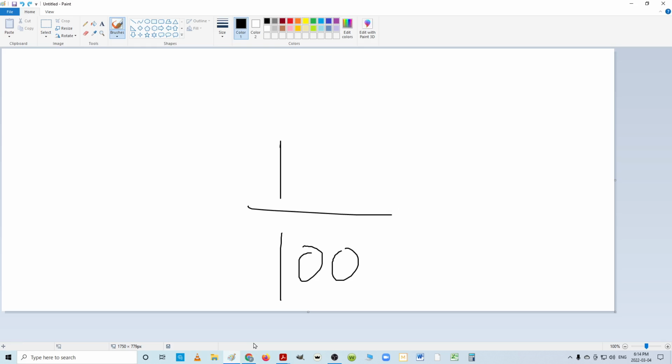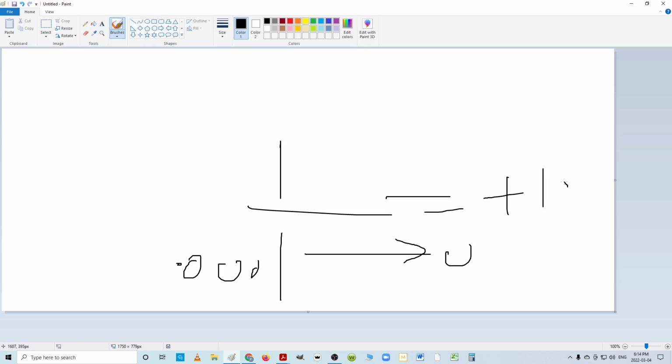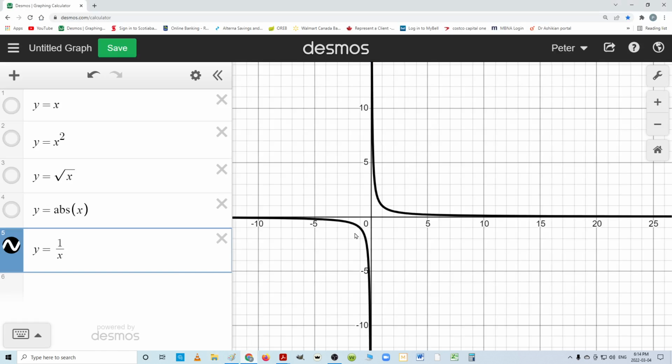So it's clear that if I have 1 over x, if I bring my x closest to 0, I'm getting smaller and smaller, right? So if I take 0.001, my answer is plus 1,000. If I take negative 0.001, my answer is negative 1,000, which explains why as x gets closer and closer to 0 from the negative side, my y approaches negative infinity. And as x gets closer and closer to 0 on the positive side, my y approaches positive infinity.